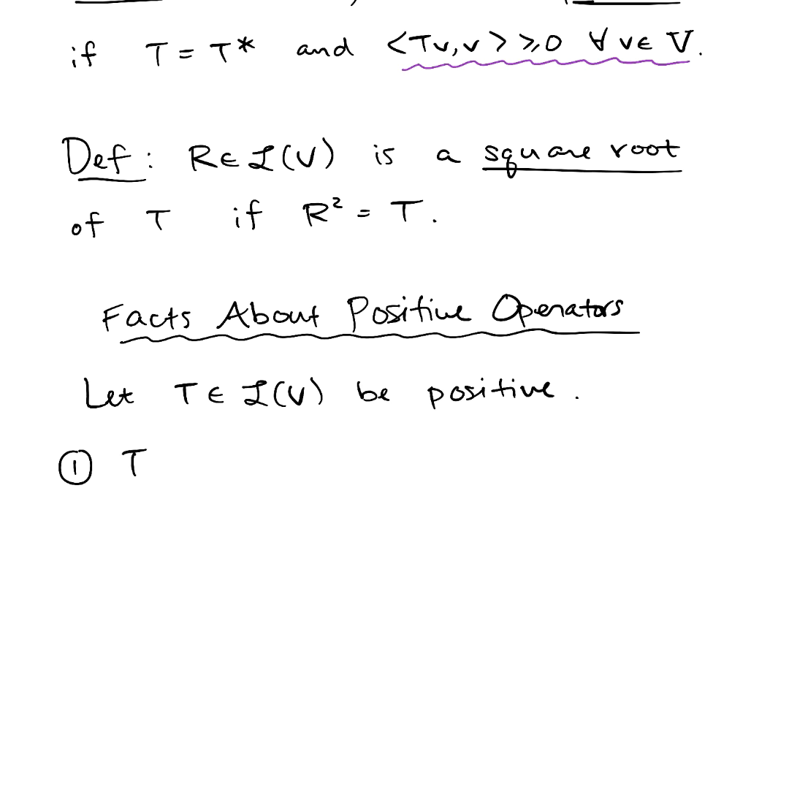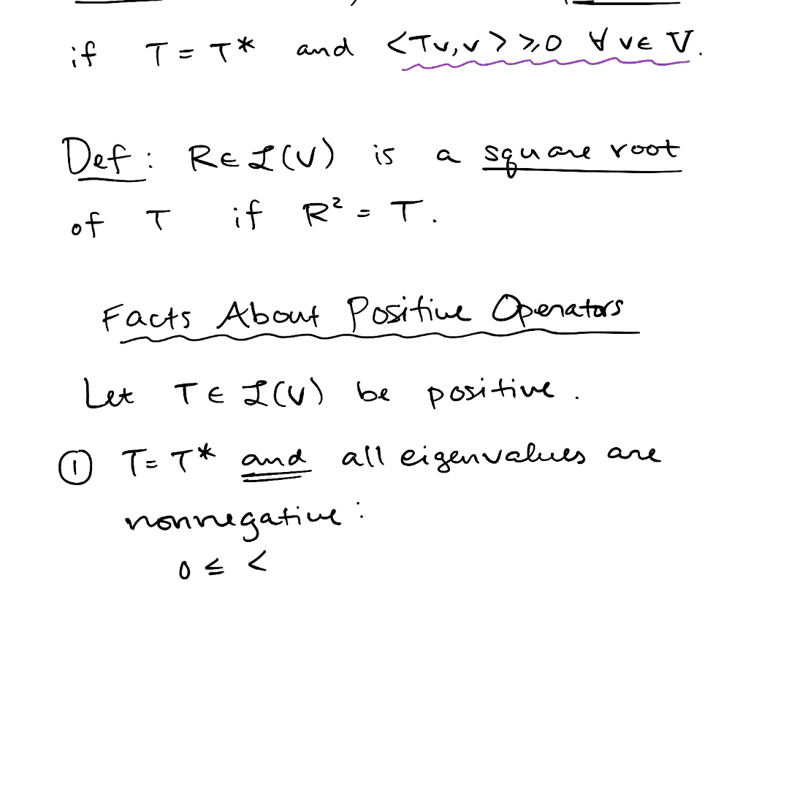Thing one, T equals T star. Well, no kidding, that's part of the definition. And not only is T self-adjoint, but all eigenvalues are non-negative. Okay, so let's get a grip here. For any self-adjoint operator, the eigenvalues are real. Here we're saying more than that. If you're a self-adjoint positive operator, then not only are your eigenvalues real, they're all non-negative. And it's just so easy to see.